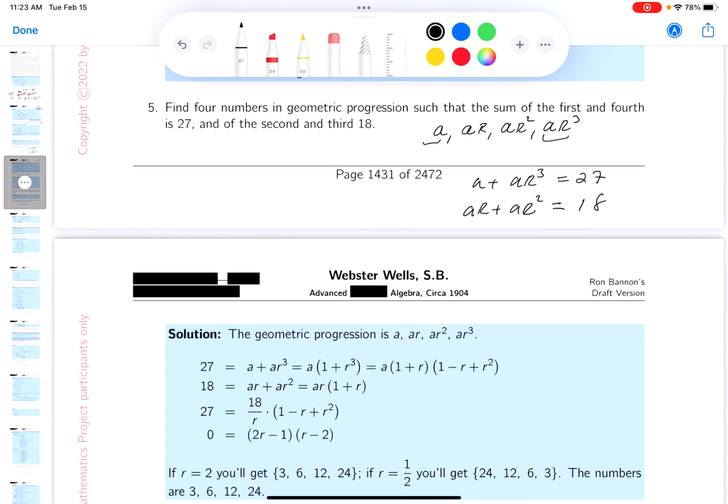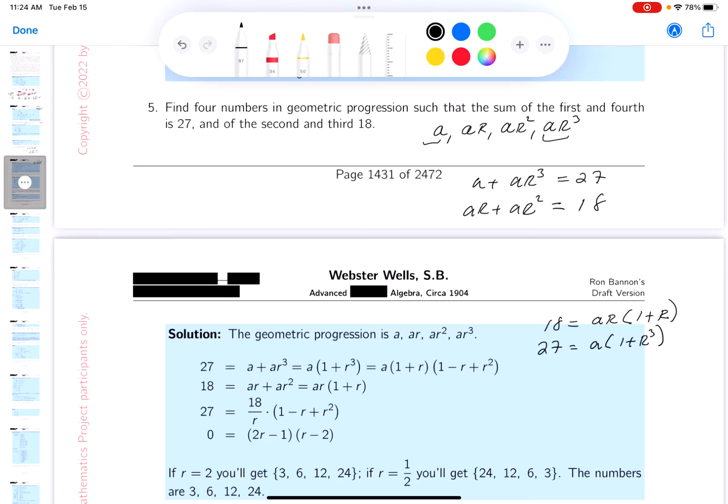There's a variety of things you could do. I'm going to look at it and see what I could do with that. One thing you could do is factor it. Let me write this over here. I'm going to write down 18. I'm going to do the easy one first. That could factor to AR times 1 plus R. And I can also factor the 27. I'm going to factor an A out from that, and you would get A times 1 plus R cubed.